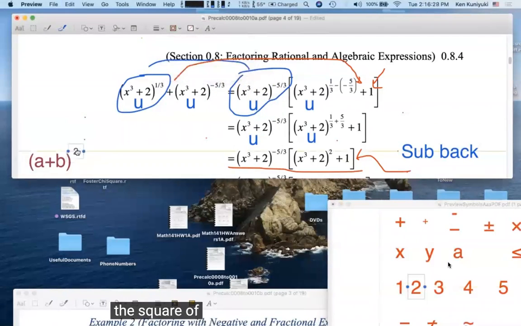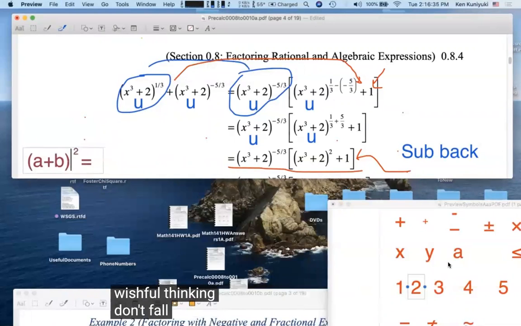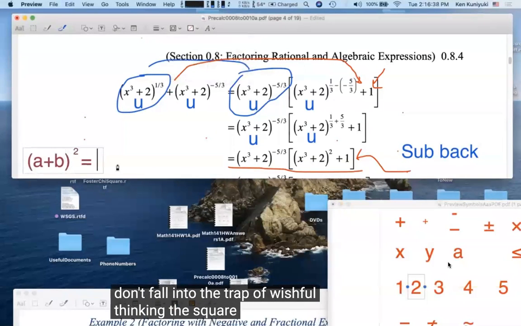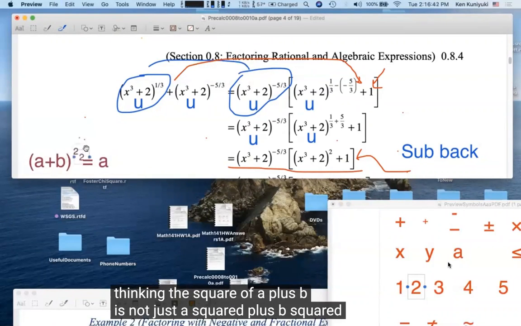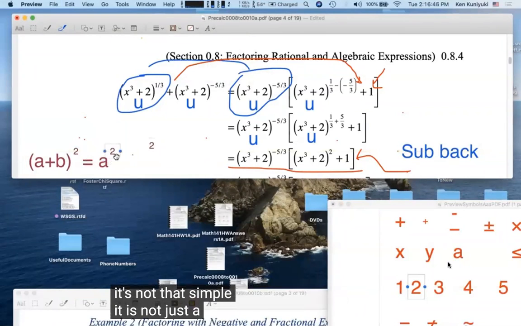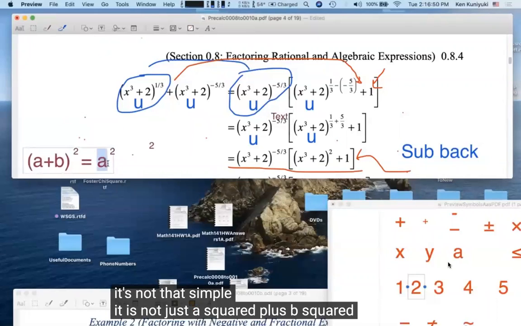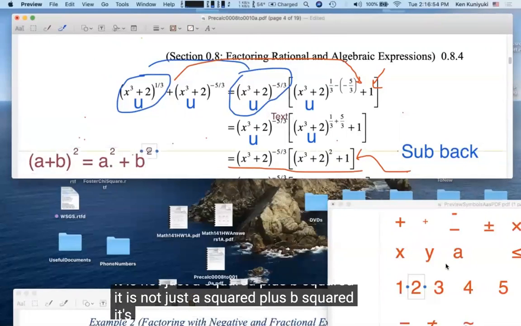The square of a plus b is not a squared plus b squared. Sorry, that's wishful thinking. Don't fall into the trap of wishful thinking. The square of a plus b is not just a squared plus b squared. It's not that simple. It's not just this.